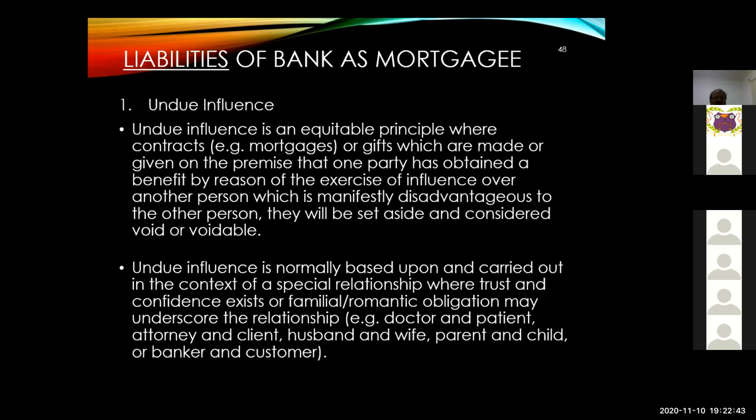Undue influence is an equitable principle where contracts, for example, mortgages, or gifts which are made or given on the premise that one party has obtained a benefit by reason of the exercise of influence over another person, which is manifestly disadvantageous to the other person. In those instances, they will be set aside and considered void or voidable. Undue influence is normally based upon and carried out in the context of a special relationship where trust and confidence exists, or a familial or romantic obligation may underscore the relationship, such as a doctor and patient relationship, attorney and client, husband and wife, parent and child, or a banker and customer.